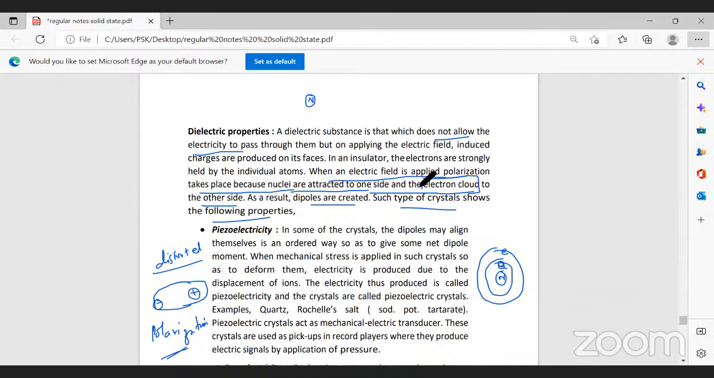So when an electric field is applied, polarization takes place. Nuclei are attracted towards one side and the electron cloud to the other side. As a result, a dipole is developed. Such types of crystals show the following properties. One is piezoelectricity. Piezoelectricity you should know.